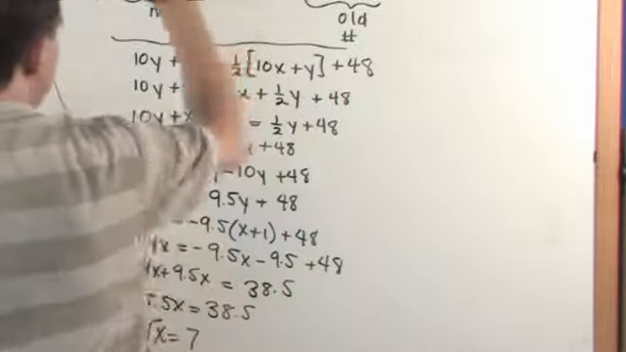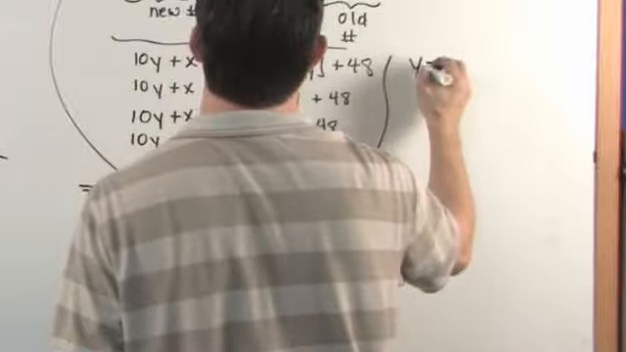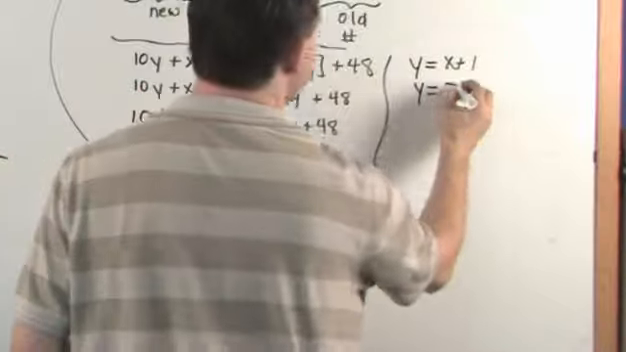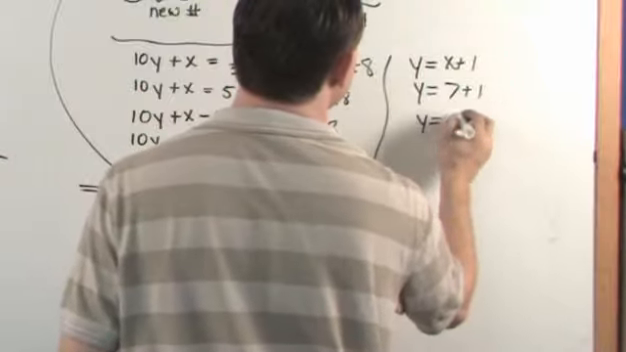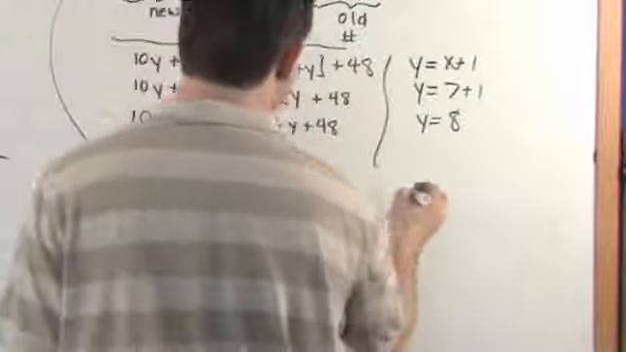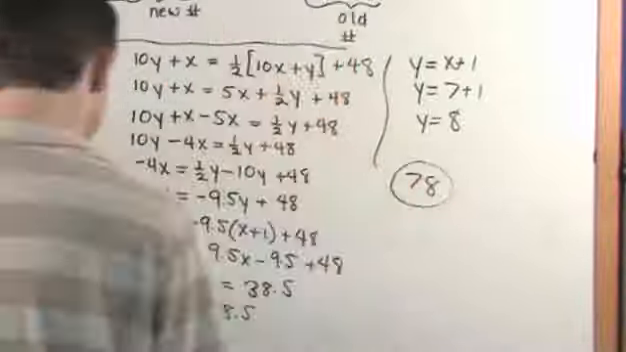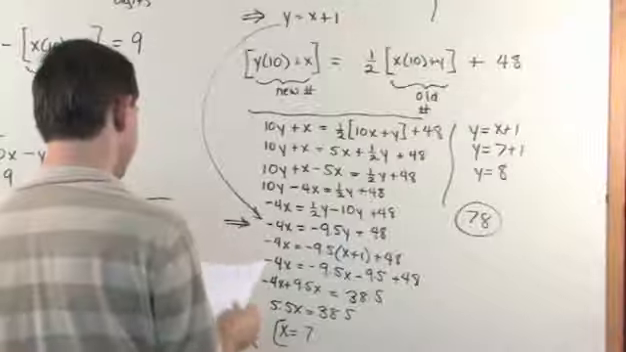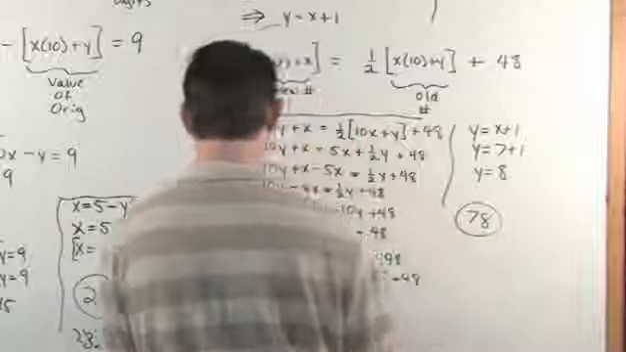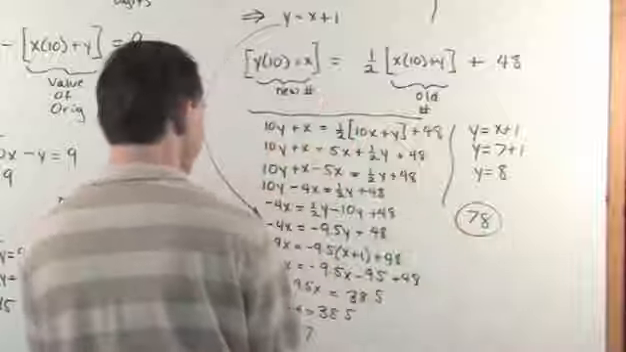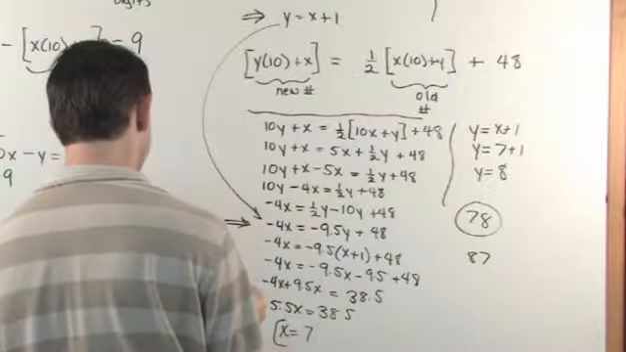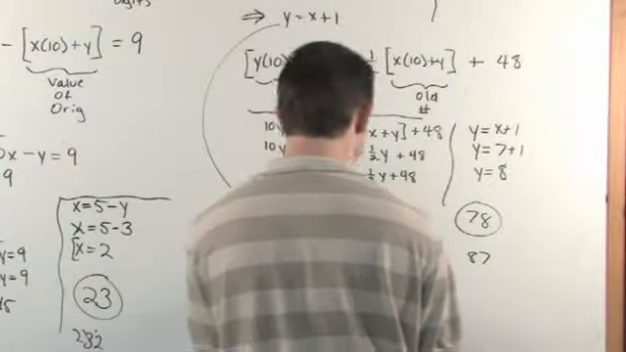Now we're going to take that and plug it in here. So y is equal to x plus 1, y is equal to 7 plus 1, y is equal to 8. So the actual number that we're trying to deal with here is 78. Let's see if these two things make sense. The ones digit, which is this one, is one more than the tens digit. That makes sense. If the digits are reversed, which is 87, the new number is 48 more than 1/2 the original number.